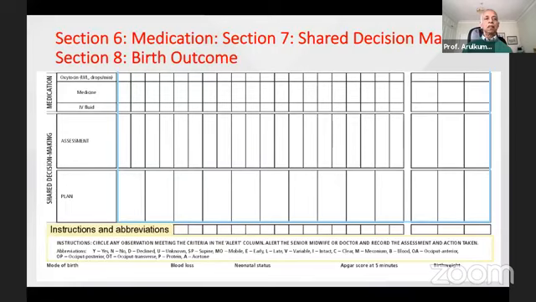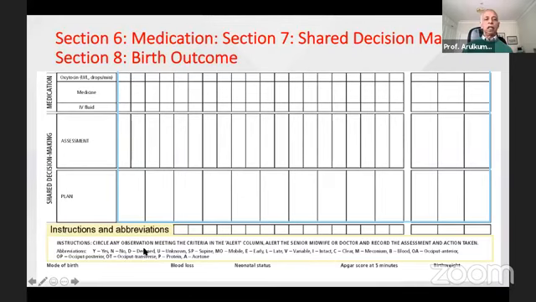Section 6 is about medication, especially oxytocin and any other medicine and IV fluids. The assessment of the mother and the baby has to be written, and the plan and the shared decision making with the mother or the partner should be there. Section 8 is the birth outcome, which is about mode of birth, blood loss, neonatal status, Apgar scores, and so on. And these are the alert parameters to remind everybody at the bottom.